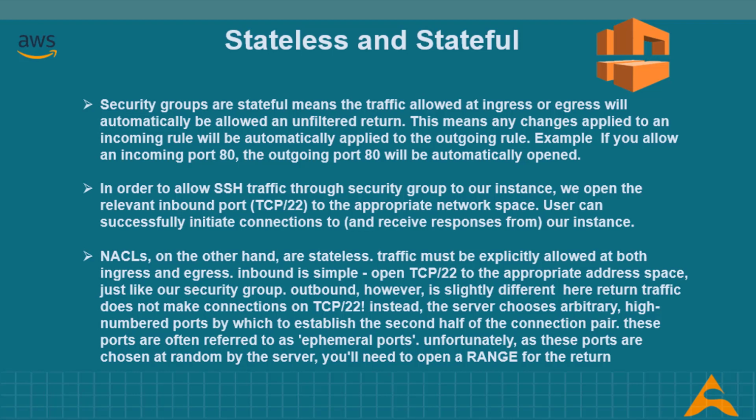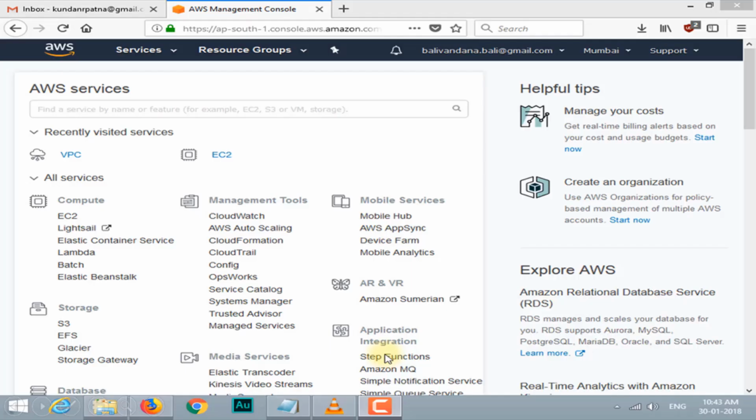Unfortunately, these ports are chosen at random by the server. You only need to open a range for the return traffic to flow, depending on various factors. The range can vary, but in general, you'll need to open something between TCP 1024 and TCP 65535. Once these ports are open, response traffic will begin to flow. Now, moving on to our lab session that will help you clear all the details which we discussed in the topic. Let's move to the lab.